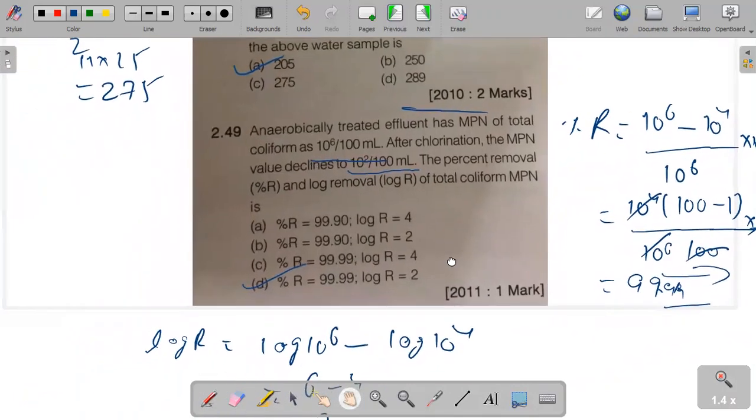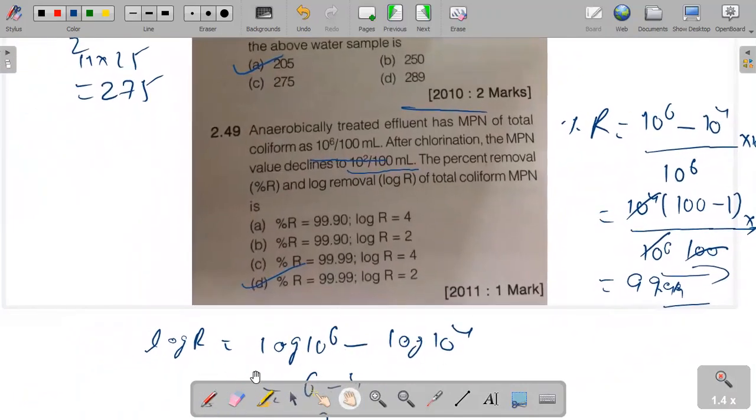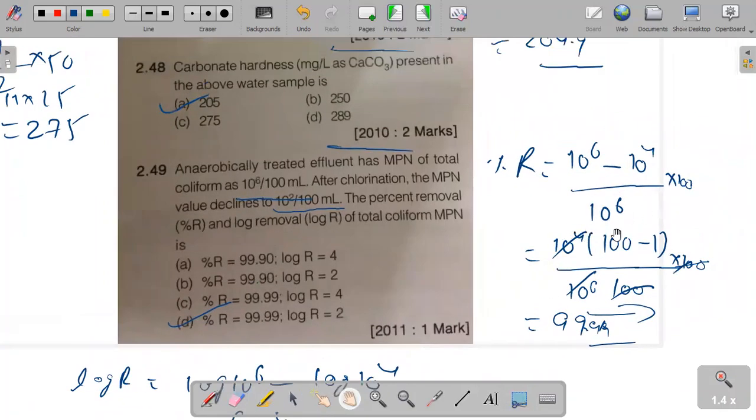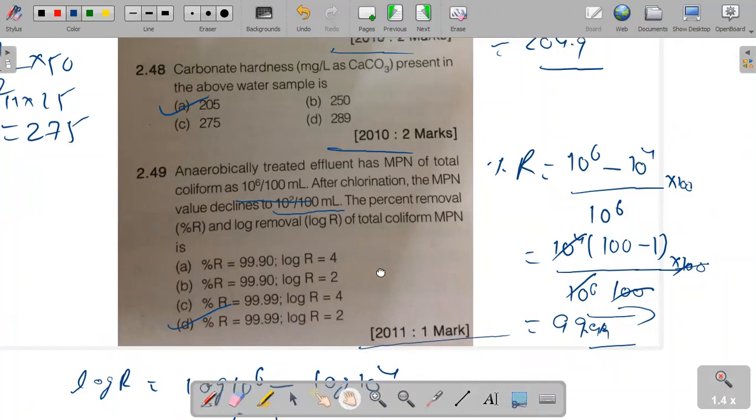We solve this question by using these two formulas: for log, log 10 to power 6 minus log 10 to power 4, so 6 minus 4 will get 2, and for percentage removal, 10 to power 6 minus 10 to power 4 divided by 10 to power 6 of total. So yeah, this is it. This is a question from 2011, a 1-mark question in the GATE examination.